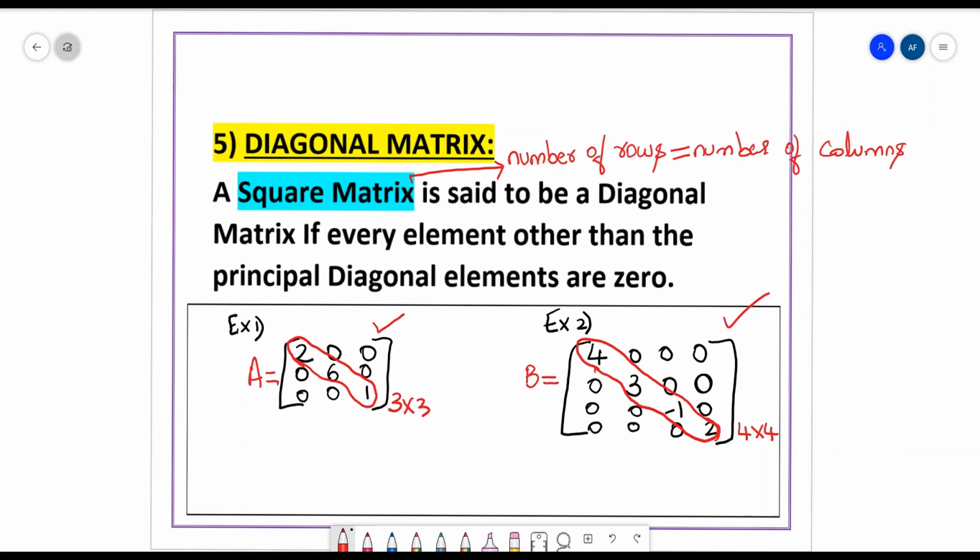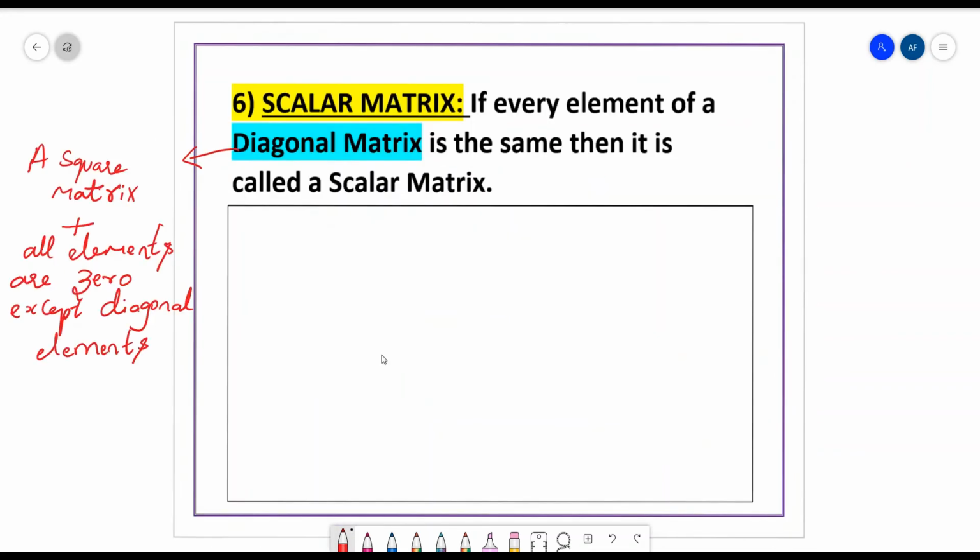I have just assigned B equal to the matrix. Okay, so the B matrix is also a diagonal matrix. Our next matrix is the scalar matrix. I'll just read the definition. If every diagonal element of a diagonal matrix is the same, then it is called a scalar matrix.